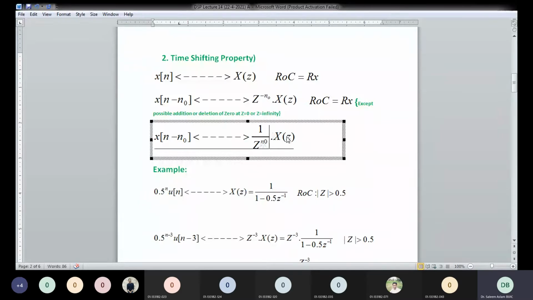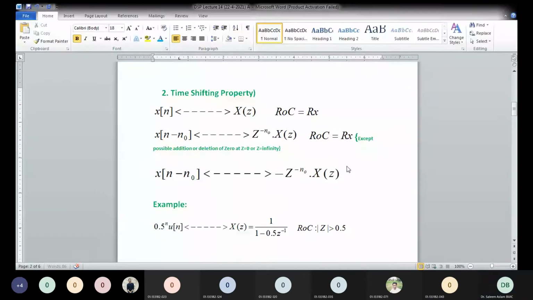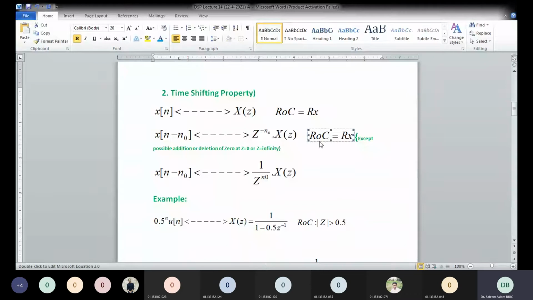Agree करते हैं इस बात से? Yes, sir. Both expressions are same. What would be the difference? Let me give one statement. Whenever you shift a signal in time domain, it would not change the stability or the location of pole or region of convergence.